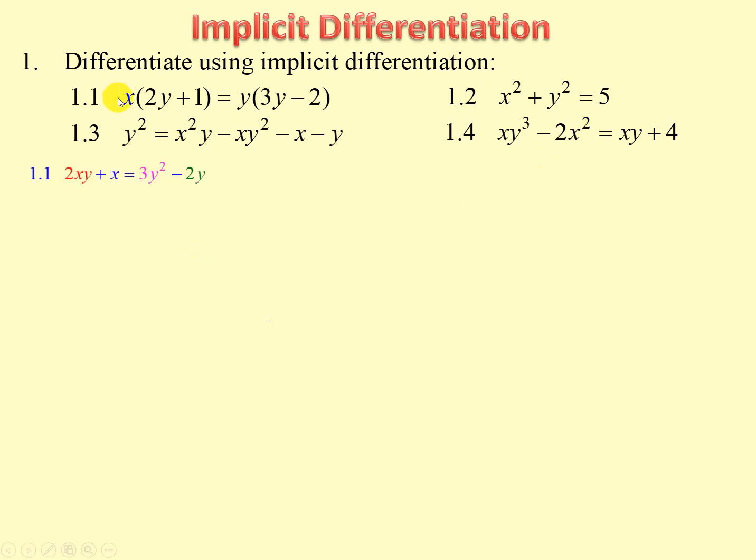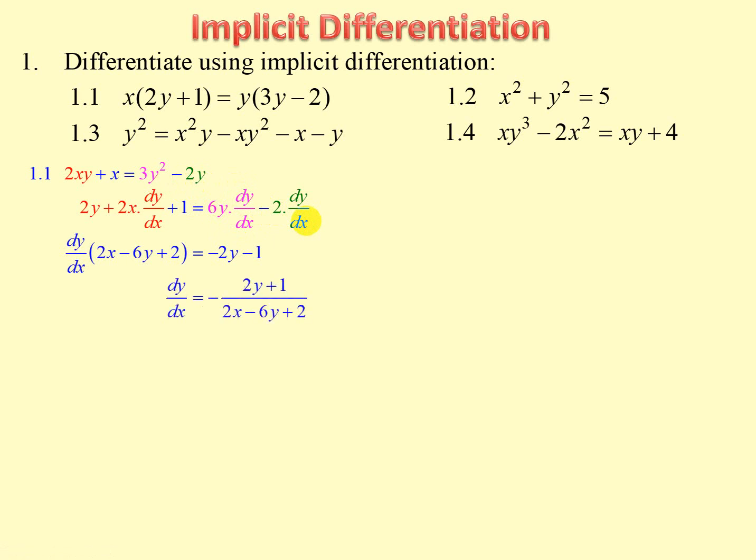Number 1, multiplying out first. The red terms, product rule, and differentiate the x separately. The 3y squared is differentiated using chain rule. And minus 2y becomes minus 2 times dy by dx. Collect, take out a factor, divide. And there is our derivative for 1.1. 1.2.